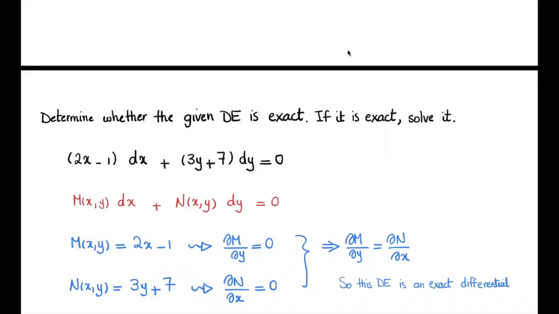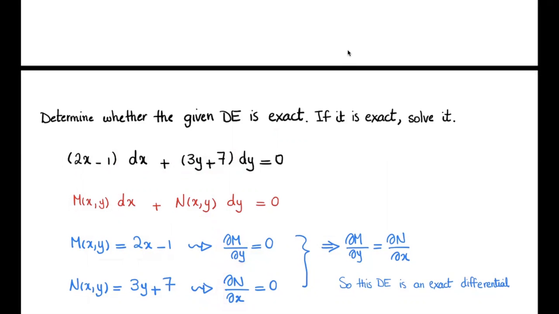So I want to determine whether this equation is exact and if it is, to solve it. Since it's in this form, we have M of x and y and also N of x and y as given here. In order to see if it's exact, we need to find partial M partial y and also partial N partial x.